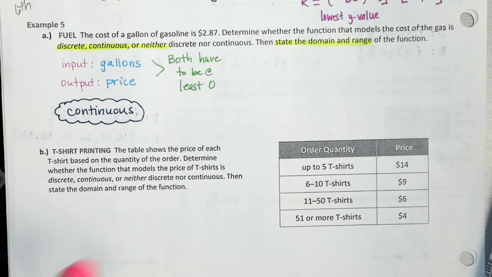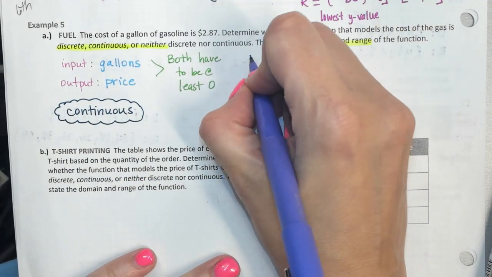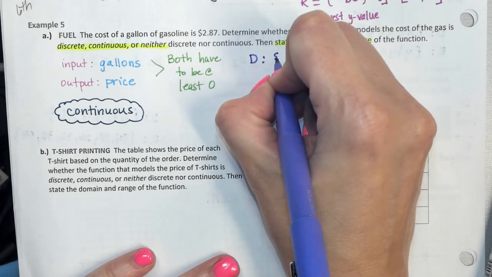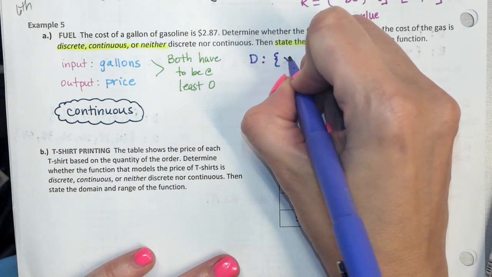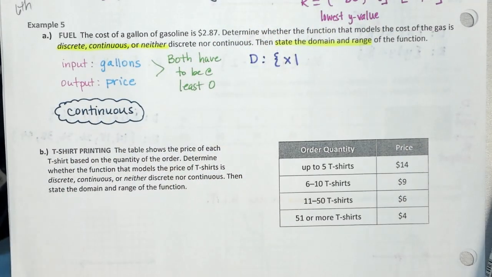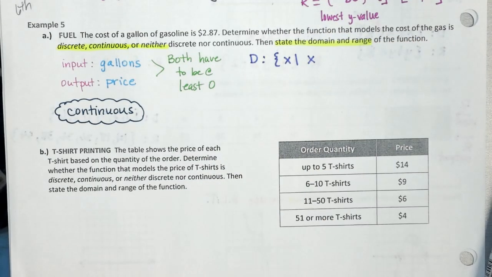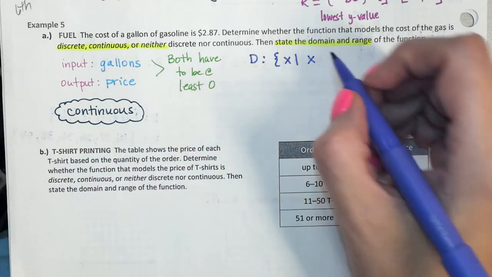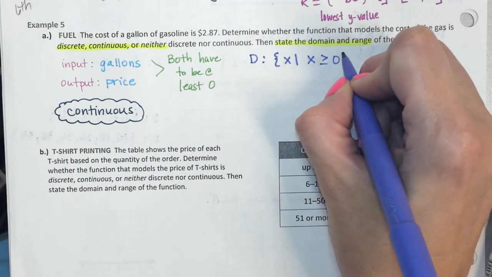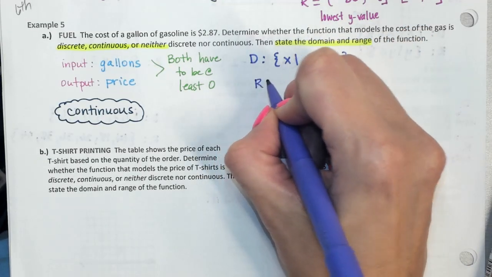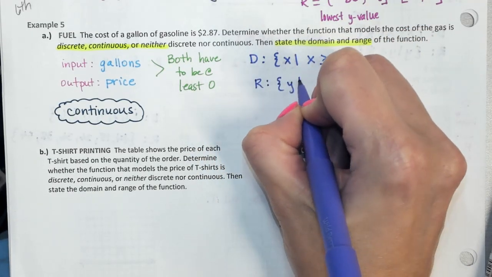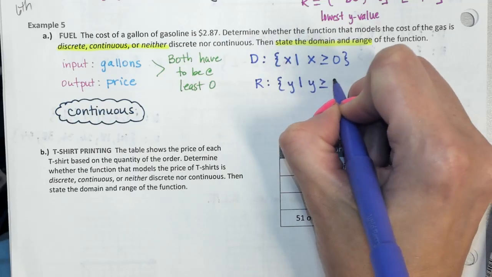When we're writing that as the domain and range, keep in mind what we talked about yesterday with those inequalities. So the gallons are going to be x such that, if they have to be at least 0, what symbol would I have to use? Greater than or equal to 0. Great. And since it's the same for the range, it's going to be y such that y is greater than or equal to 0.